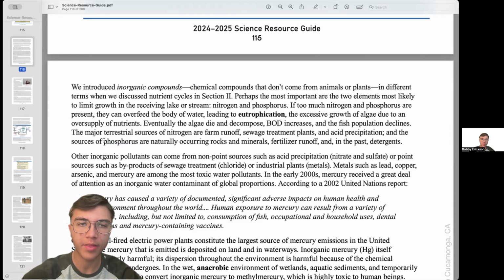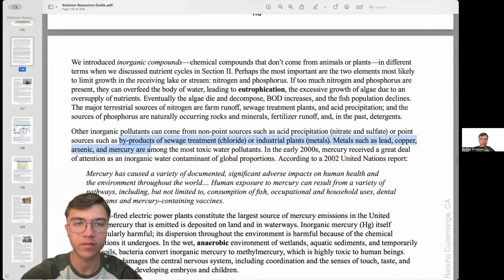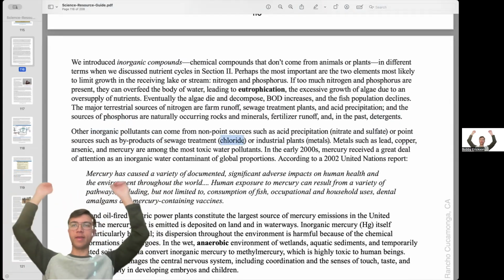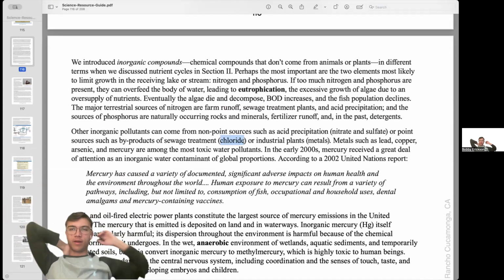And then some other inorganic pollutants include acid precipitation, which is nitrate and sulfate, remember? And then point sources such as byproducts of sewage treatment, like chloride and metals. So chloride and metals are inorganic pollutants once again. And if you remember, chloride is the one that they forgot to write in for micronutrients, or nutrients that plants and organisms need as a whole in order to survive, but in little amounts.